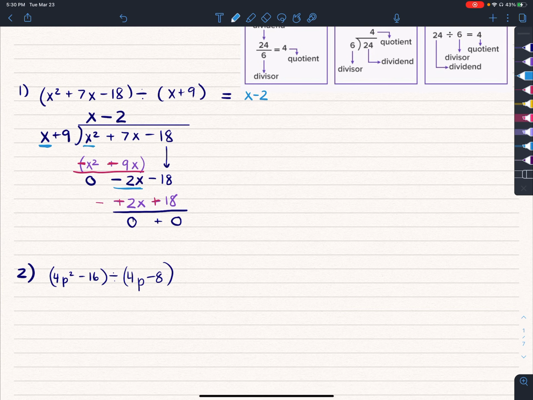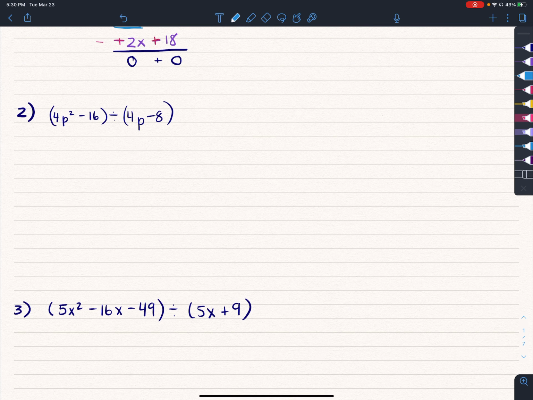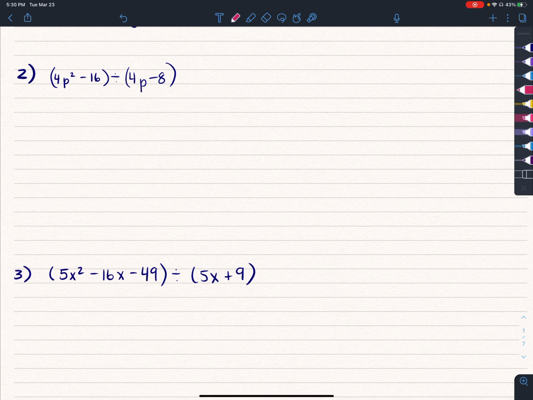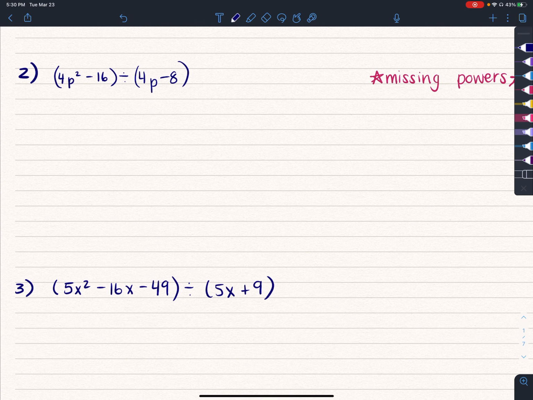Okay, so now example number 2 is going to show you one of the tricky things that can happen with polynomial division, and this is when you are missing powers. So we'll give this a little title: missing powers. Here we're going to do the same thing and set this up. We have 4p squared minus 16, and that is being divided by 4p minus 8.